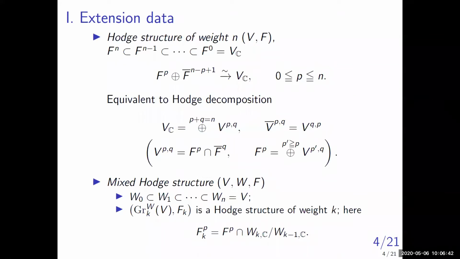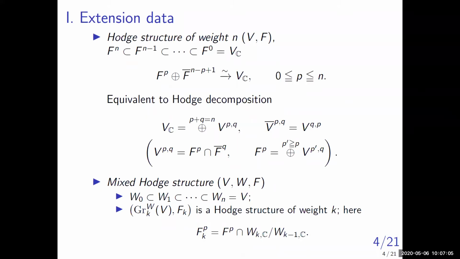If you have the Hodge filtration, then you define the Hodge decomposition by F^p intersect the conjugate of F^q. Conversely, if you have the V^{p,q}s, then you define the filtration by the sum over p' bigger than or equal to p. So that's a Hodge structure.